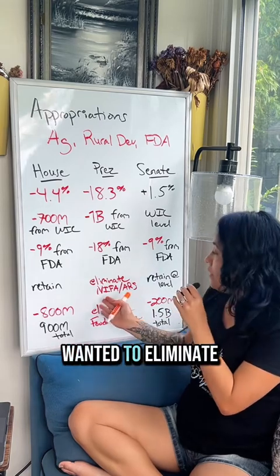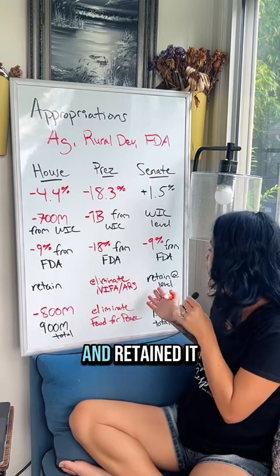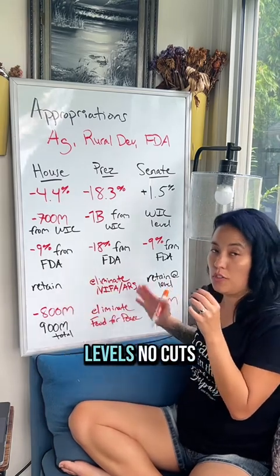The president wanted to eliminate pretty much all ag research, NIFA and ARS, and both chambers went, that's not happening, and retained it. The House retained it with some minor cuts. The Senate retained it at FY25 levels, no cuts whatsoever.